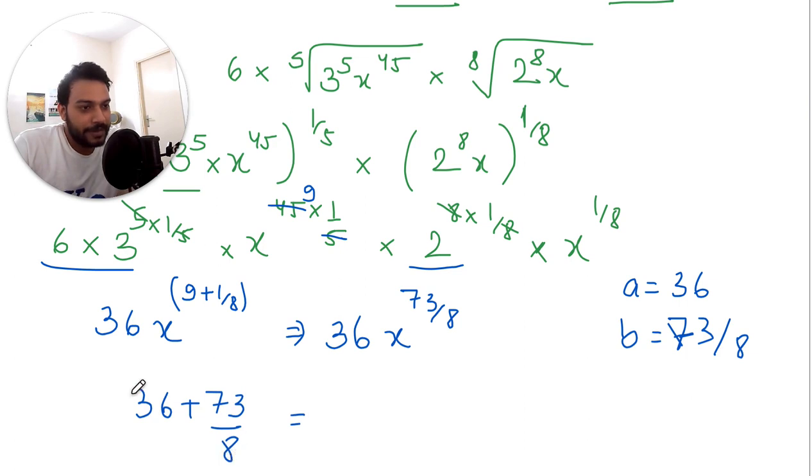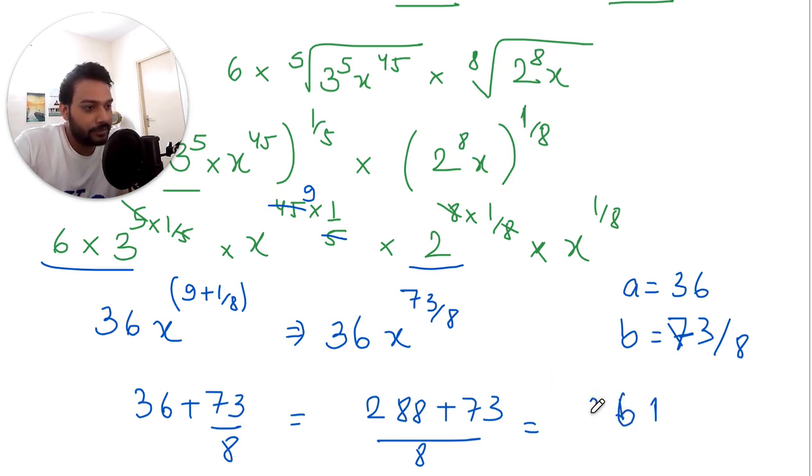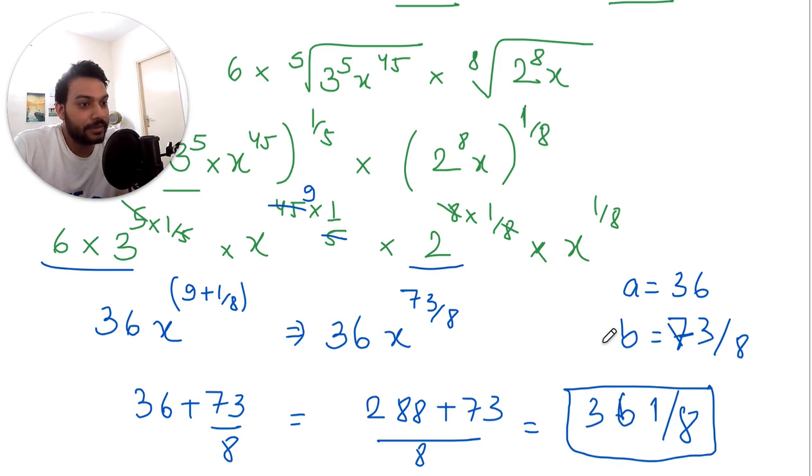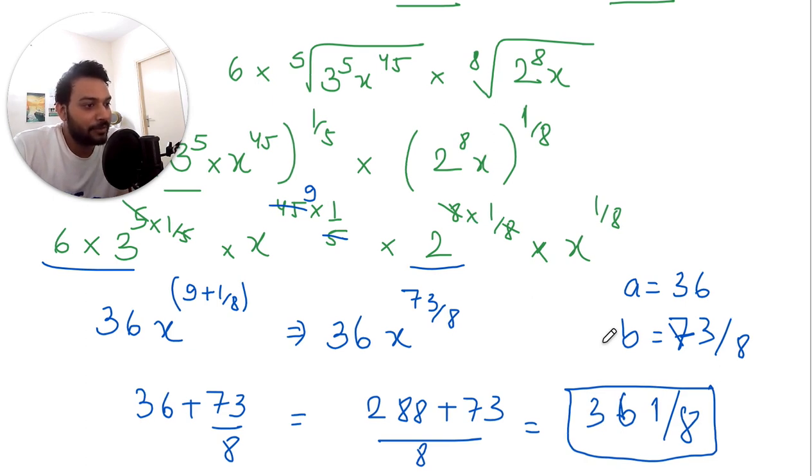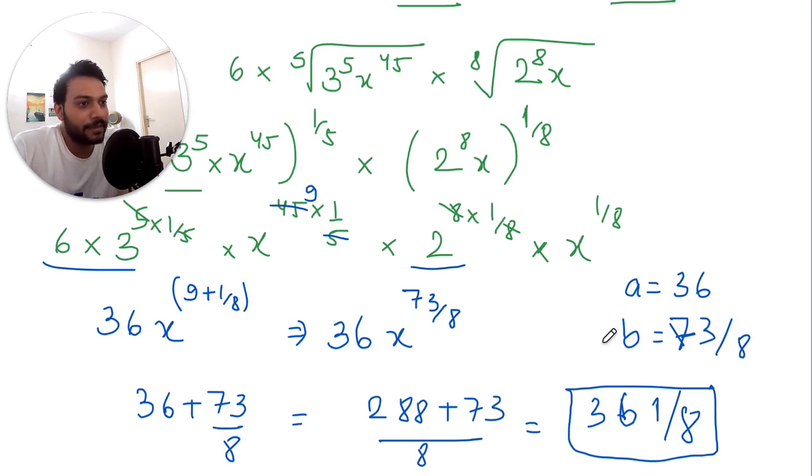Okay, so 36 times 8 is going to be 288, plus 73 over 8, which in turn is going to be 361 over 8, that's your answer. This is a grid-in question, and it's not a good looking number, so you have to be very careful with the calculations. Okay, next question.